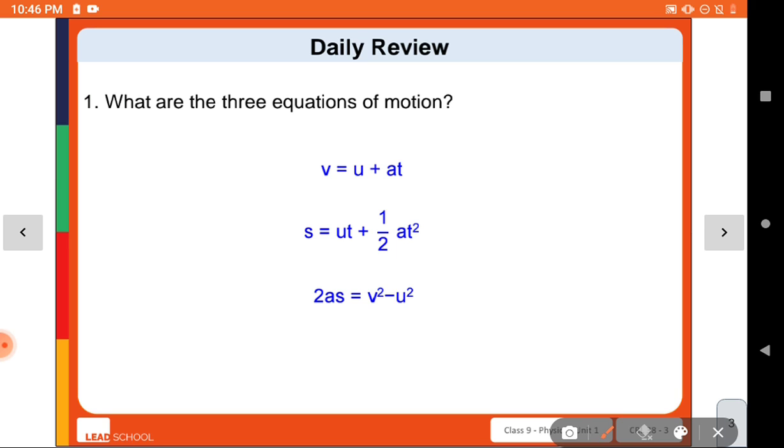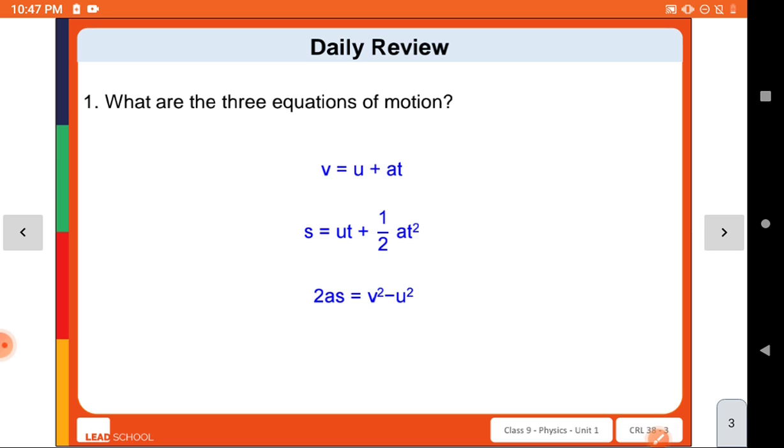So in the second equation, S represents displacement and U is initial velocity. Initial means the starting velocity of any object, and T denotes time.